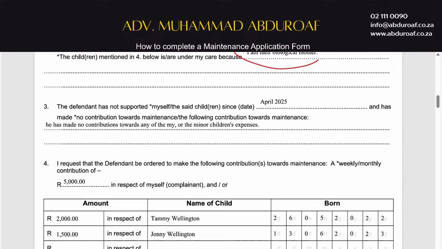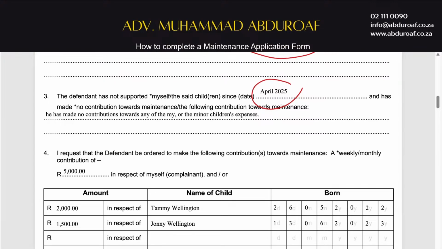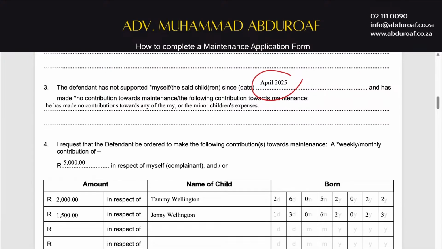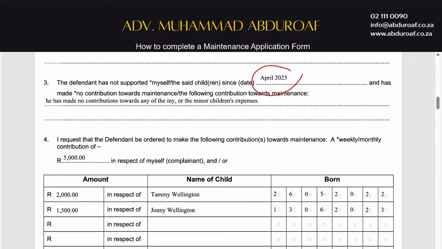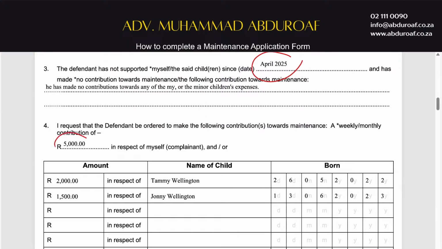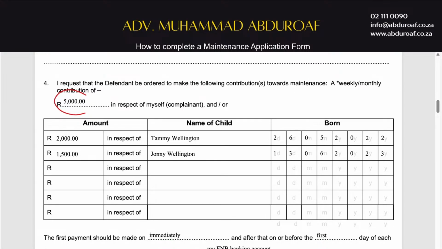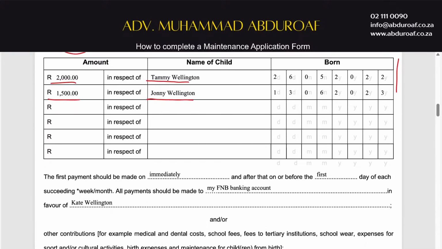So let's go on. When should it be paid? And in this example, we say April 2025. Okay, that was last month, if I'm right. And then we go further. What are you claiming for yourself? You want an amount of 5,000 rand for yourself. Okay, and for the kids, there are two kids, Tammy Wellington and Johnny Wellington, all fictitious names, and the amounts you want to claim from them, and these are the dates of birth, all fictitious.